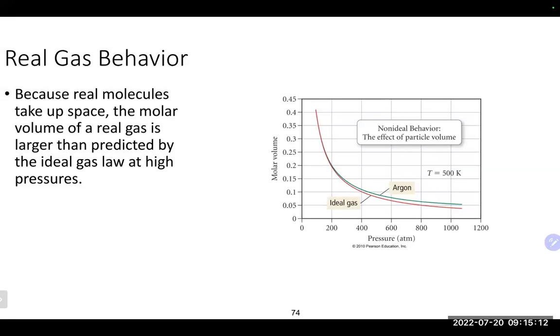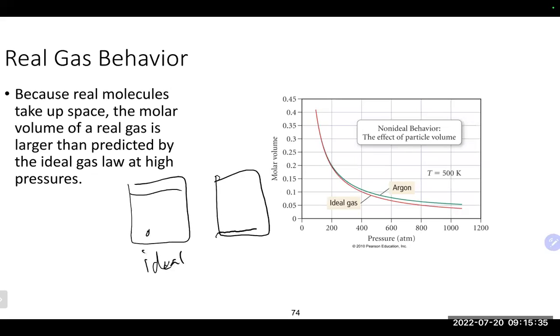Because real gas molecules do take up space, the molar volume of the real gas is larger than is predicted as well. So in a real gas situation versus an ideal gas situation, in an ideal situation the gas molecule is relatively small versus its volume. But under these extreme conditions, we have a very small volume, so the space occupied by that gas molecule is going to be significant, versus in an ideal situation, because it's very small in terms of the volume. And that's what we see here.